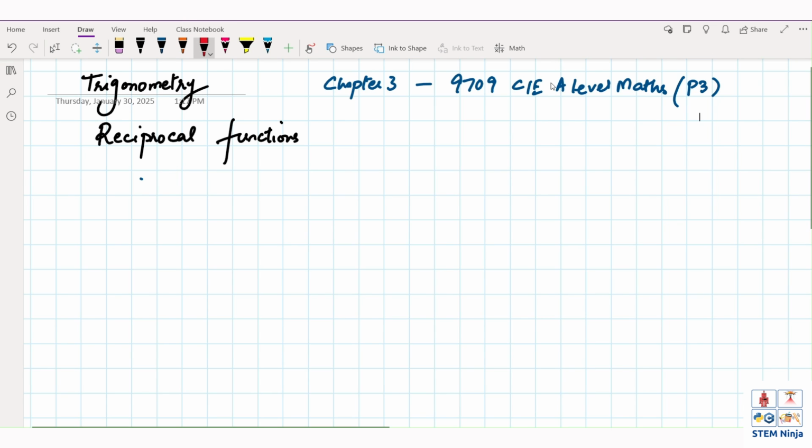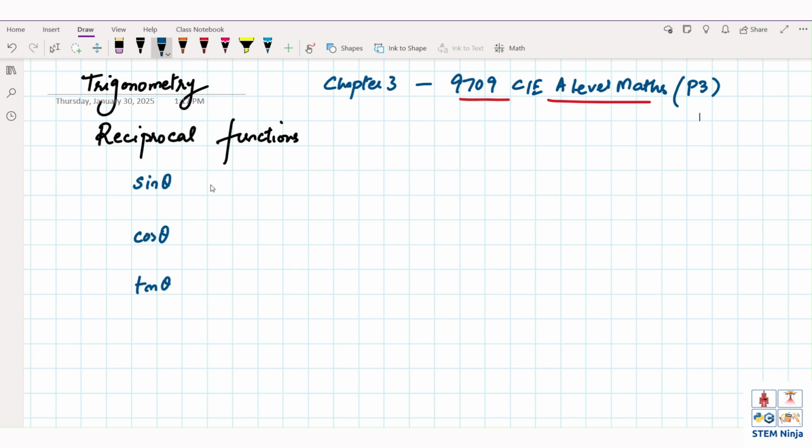So this is the P3 series from the 9709 CIE A Levels Maths, starting off with trigonometry topic revision. The first thing in the syllabus that we are asked to understand are the reciprocal functions. Now in P1, we revisited from the IGCSE sine theta, cosine theta, and tan theta. Reciprocal functions of these correspond the following way.